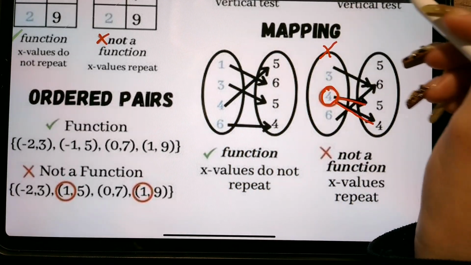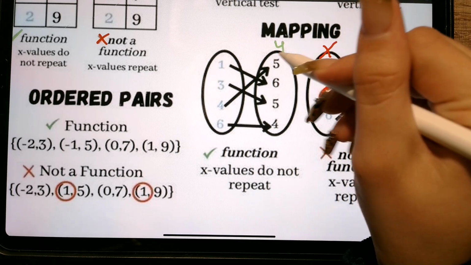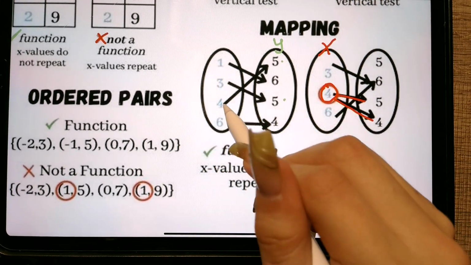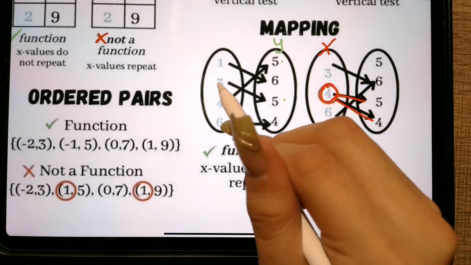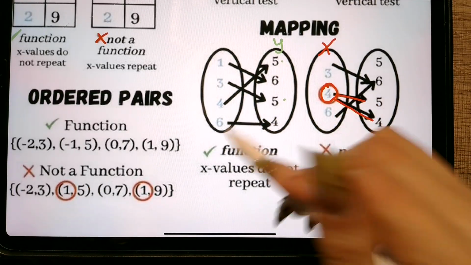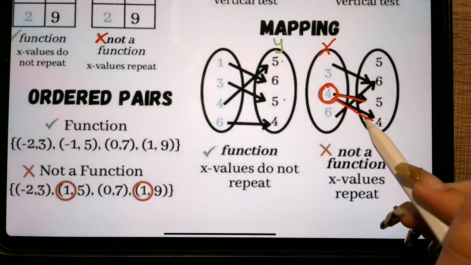And I want to point out really quickly, like, it is okay for y to repeat. It's okay for 4 to have an output of 5 and 3 to have an output of 5. It's just not okay for the x to repeat. Okay, so 4 can't have two different outputs.